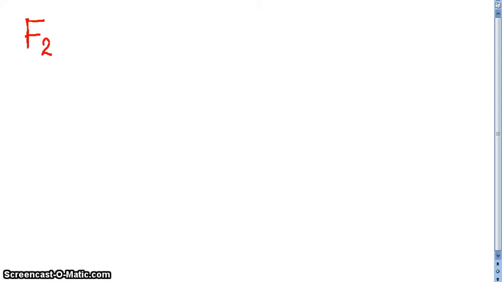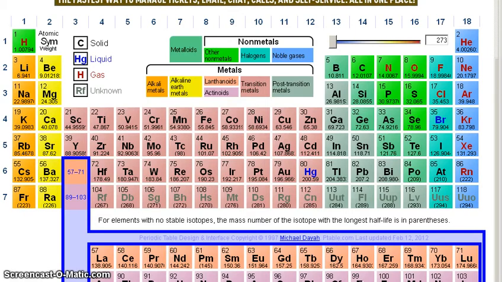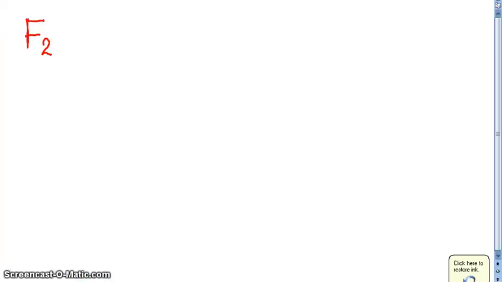So my first example is F2. And the first thing I like to do is go to the periodic table and find fluorine. And I see it's in the 7th row, so I know it has 7 valence electrons. But I have 2 fluorines, so I have 7 electrons times 2, and that equals 14 electrons.